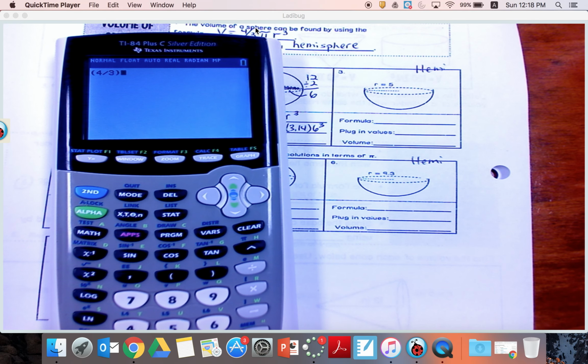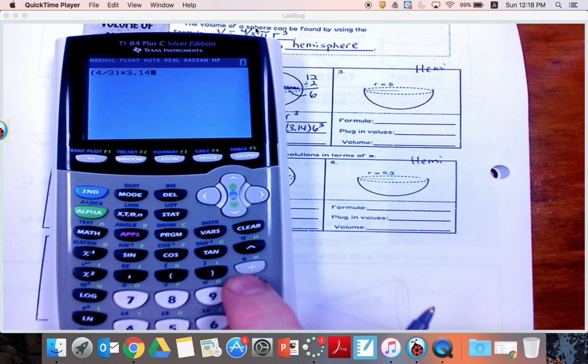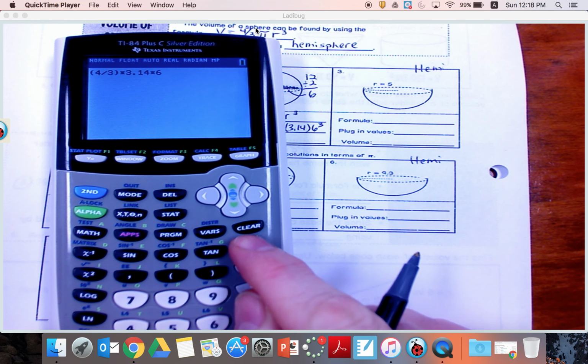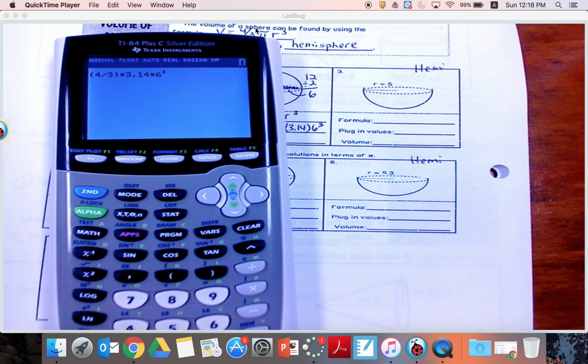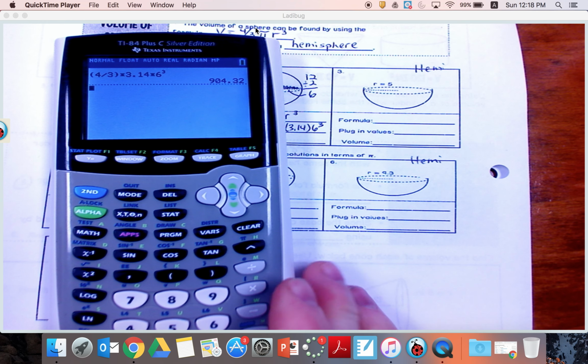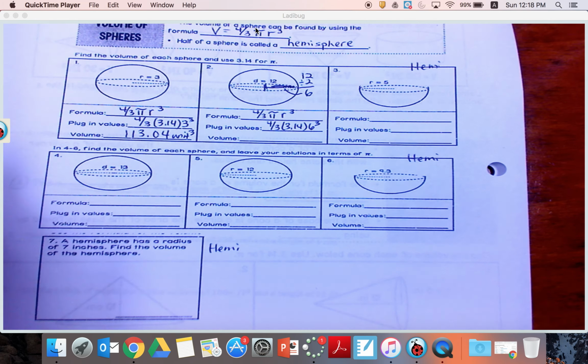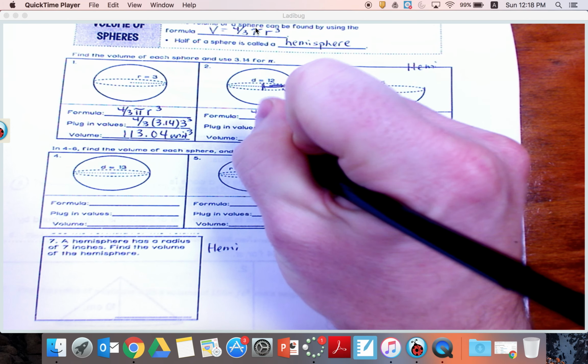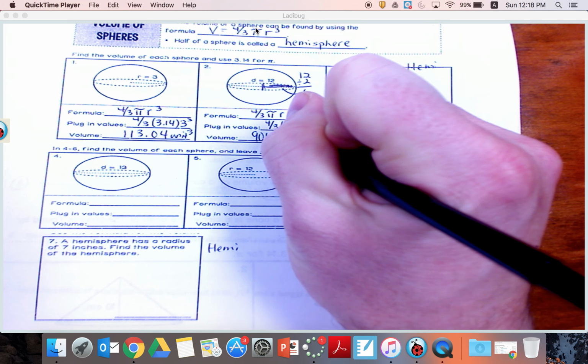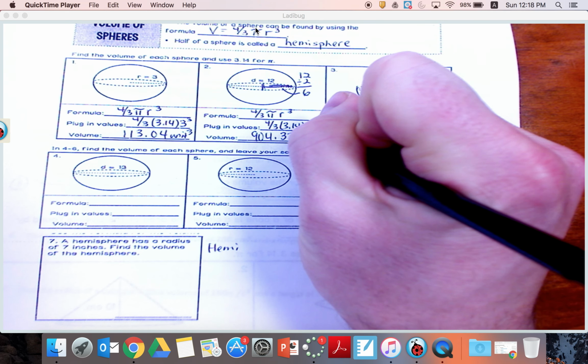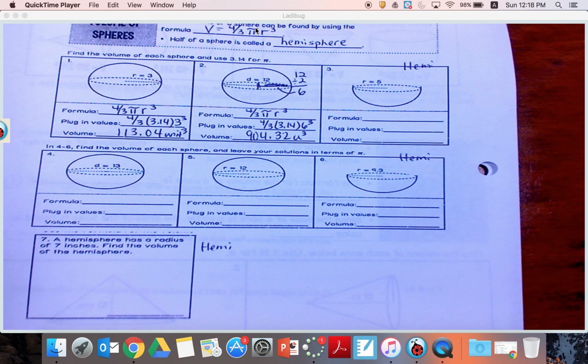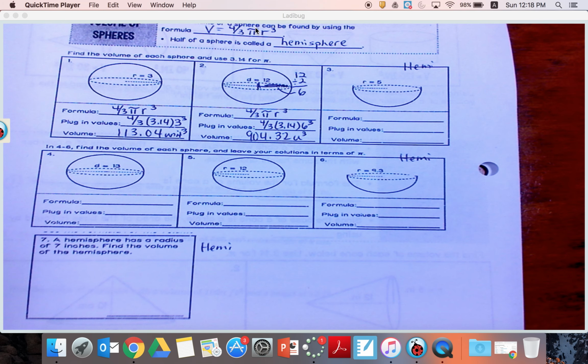4 divided by 3 with my parentheses, times pi, times 6 caret to the third power, and voila, there it is: 904.32. That is my units to the third power, or units cubed. For this one, I'll put u to the third power, cubic units in this case. Now it leads me to the ones for the hemisphere.